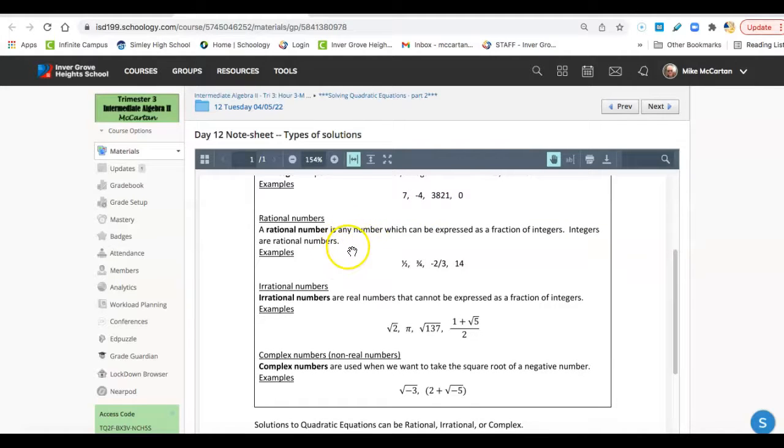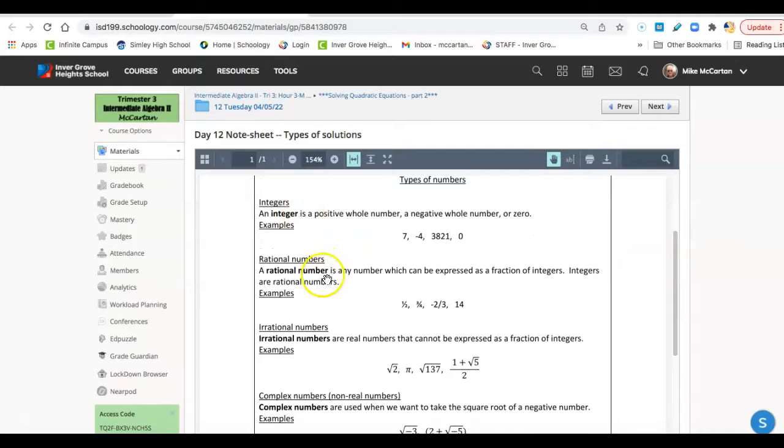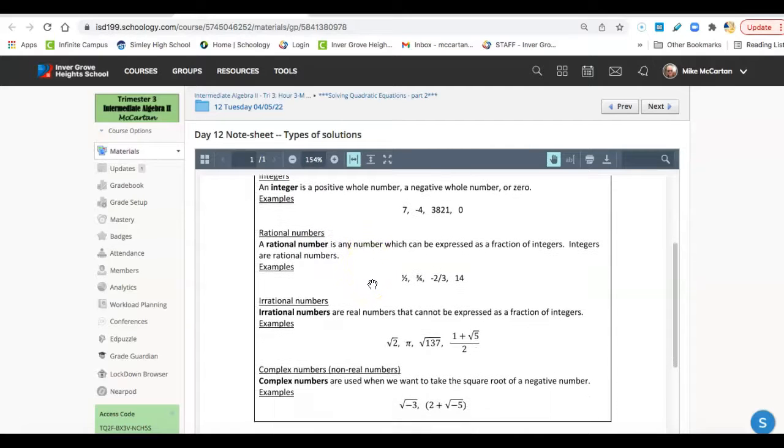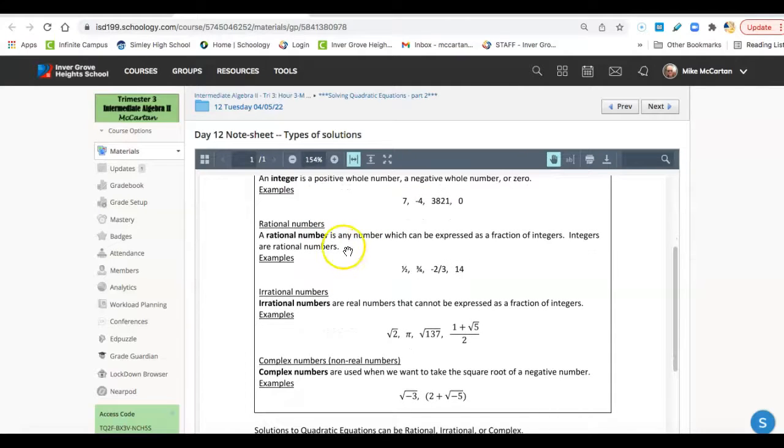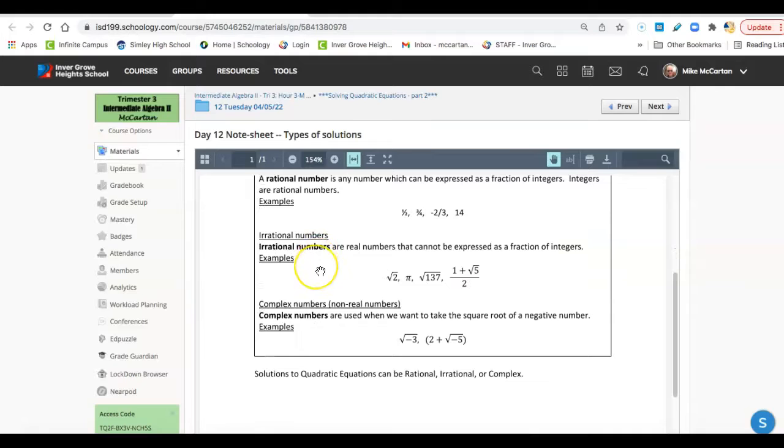A rational number, an integer is also a rational number, all right? A rational number is any number that can be expressed as a fraction of integers. An integer itself can be expressed as a fraction of integers, like 7/1, okay? But anything that can be expressed as a fraction of integers, that's rational. Irrational numbers are real numbers, but they cannot be expressed as a fraction of integers.